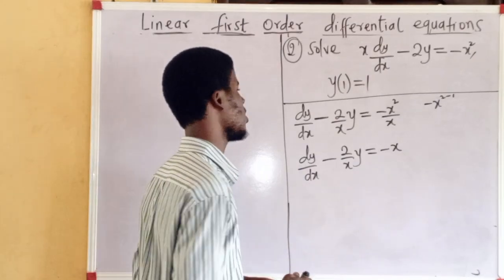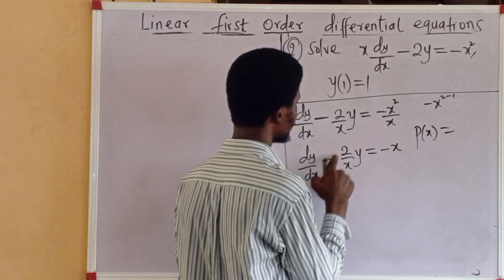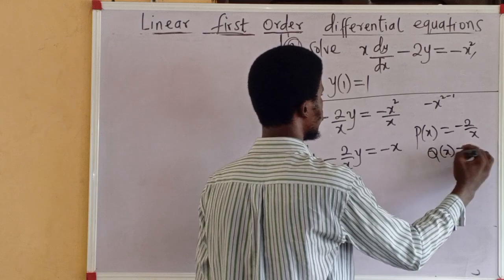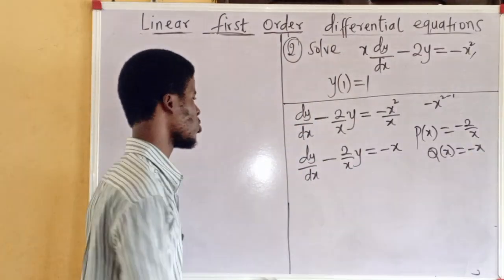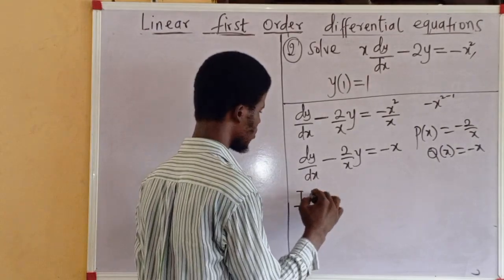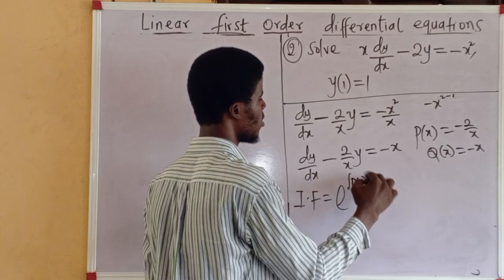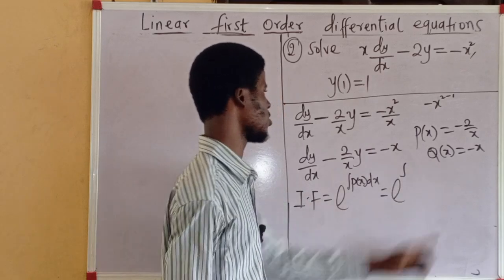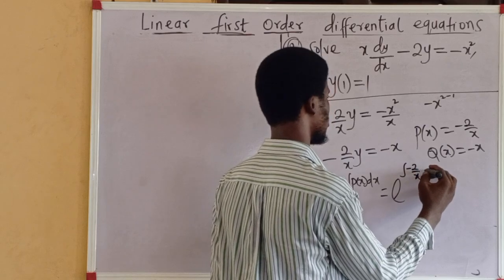All right. Let's identify P and Q. P of x here is minus 2 over x, and Q of x is what? Minus x, this. So the next step is to determine the integrating factor. And the integrating factor is e to the power of integral of p of x dx. And that's e to the power of the integral. P is minus 2 over x, minus 2 all over x dx.